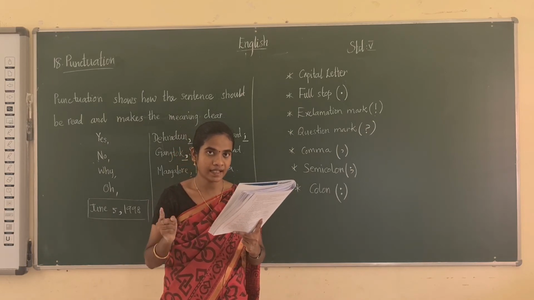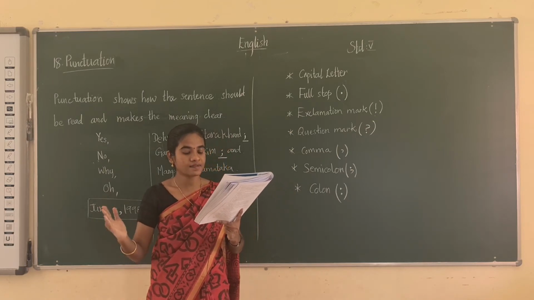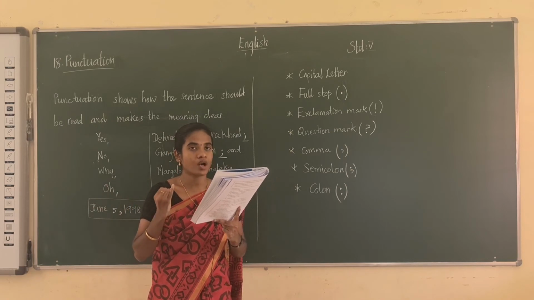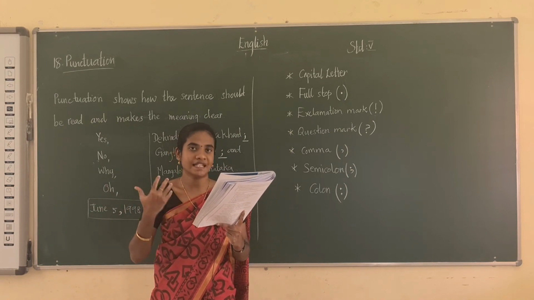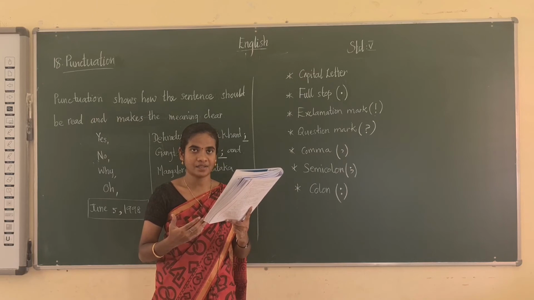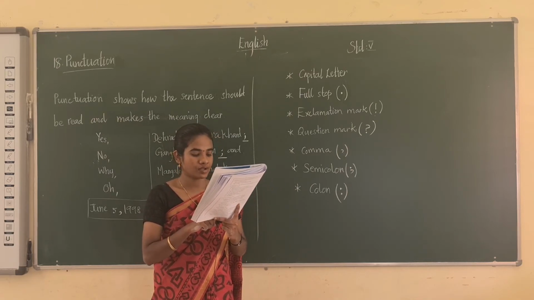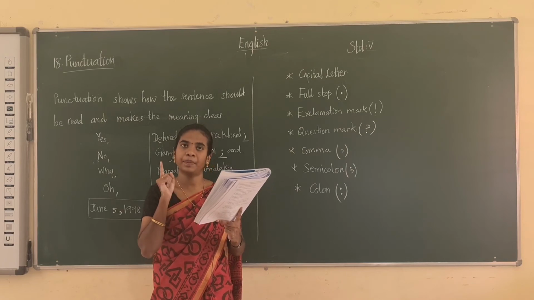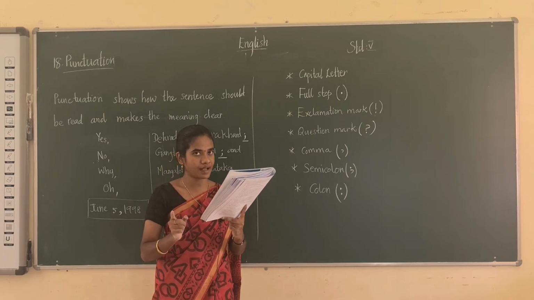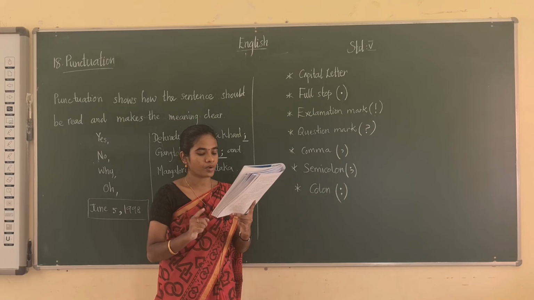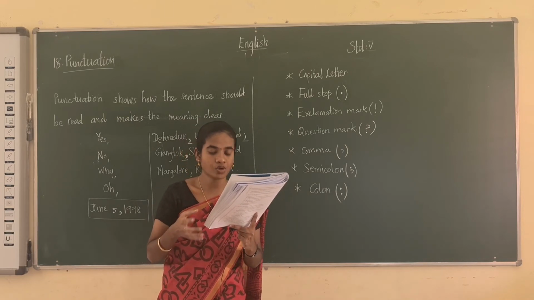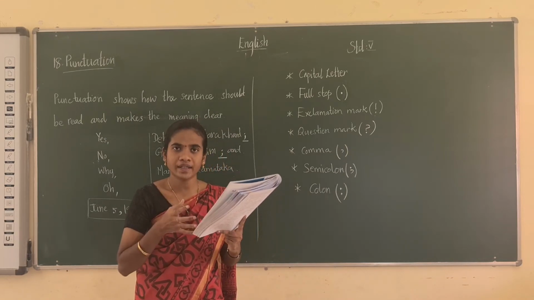When the second clause just explains, summarizes, or illustrates the first clause. See, for example, Jatan reached office late. It's independent clause 1. And what's the next independent clause 2? His car broke down midway. So why is he late?